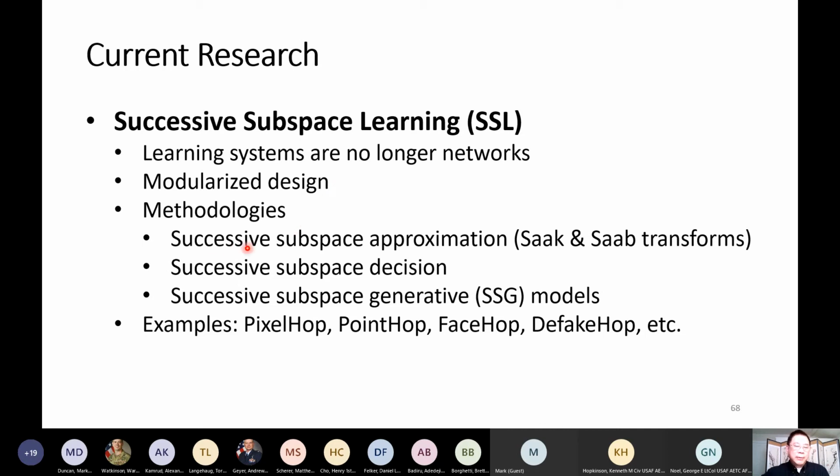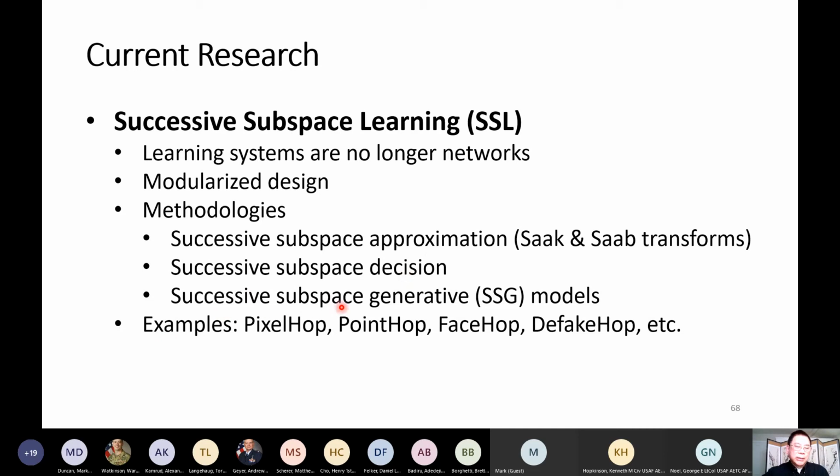And so we have some tools like successive subspace approximation, the Saab transform, which we use a lot, and it's very powerful actually. It can do multitasking because it doesn't have to worry about the class labels. And we also try to look at successive subspace decision. So it's another one stage, right? We want to do two stages or something.